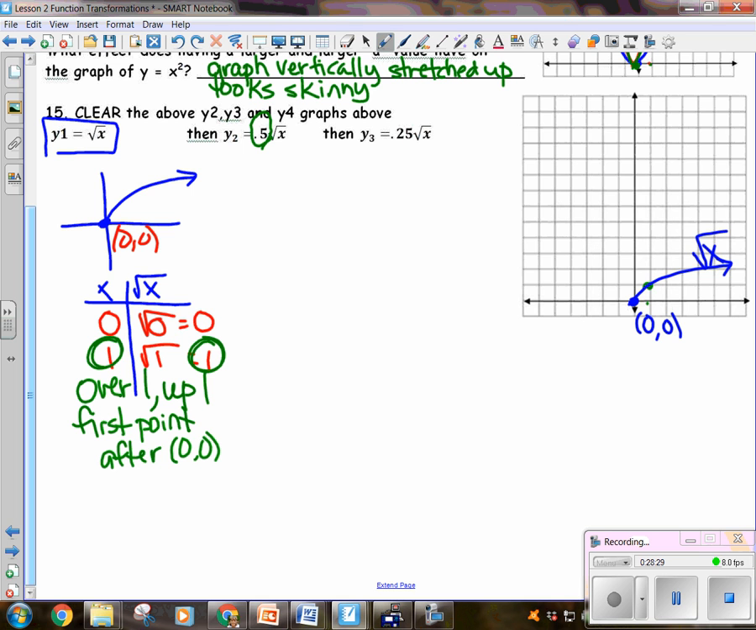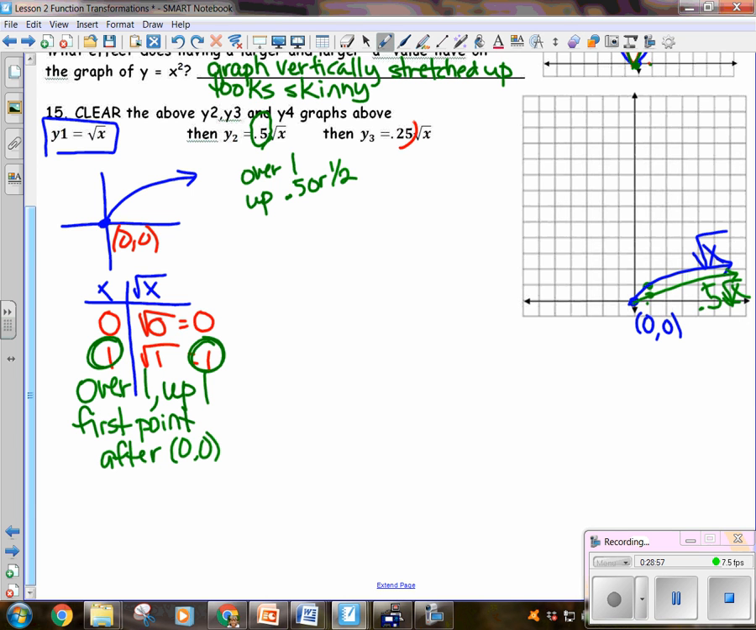Now what happens here is you're going to come over 1, but you're only going to go up, guess what? 0.5. Or 0.5 is the same thing as what? 1/2. So I'm going to come over 1, but I'm only going to come up halfway. That is 0.5 square root of x. That graph got even smaller, didn't it?